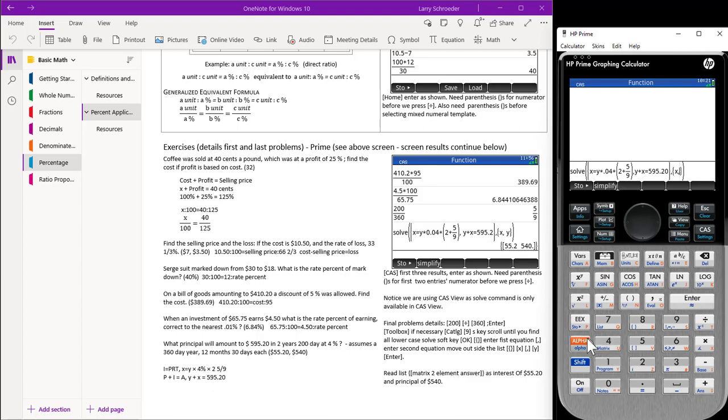Then we need our Y. And press enter. So we end up with our answer being 55.2 and 540. Our answers are $55.20 and $540. This ends our video on percentage.